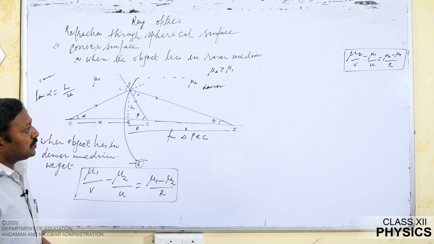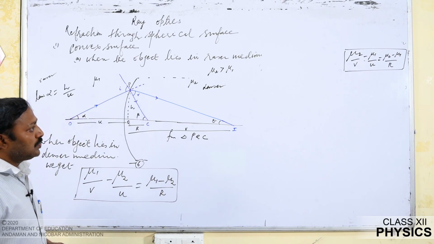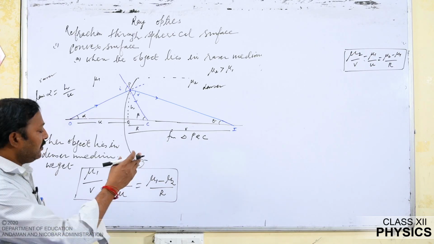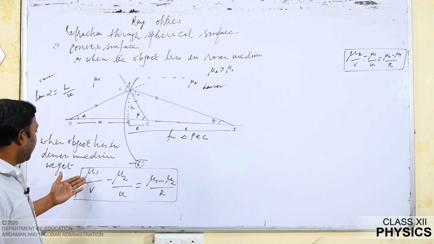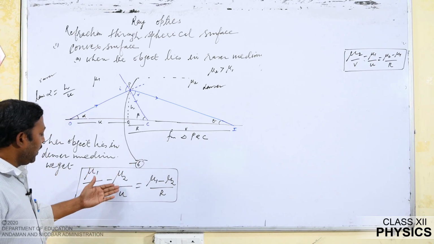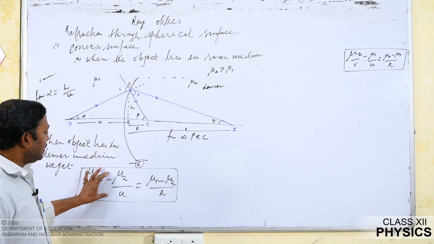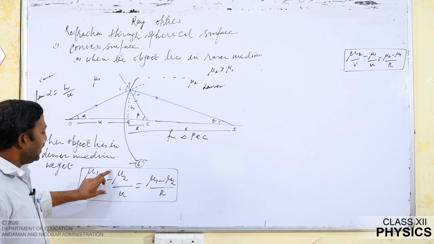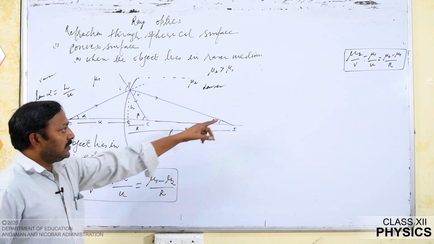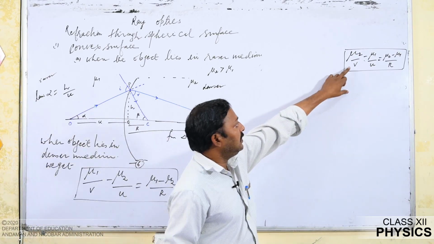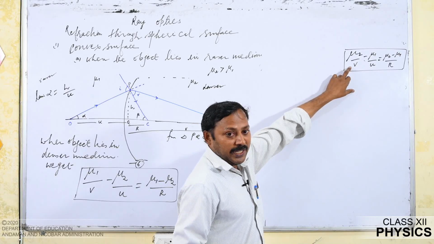So, mu 2 is to be replaced with mu 1 and mu 1 is to be replaced with mu 2 in the given equation, and finally we get mu 1 by v minus mu 2 by u is equal to mu 1 minus mu 2 by r. So, this equation is used when the object lies in denser medium, and that equation is used when the object lies in rarer medium, image forms in denser medium.